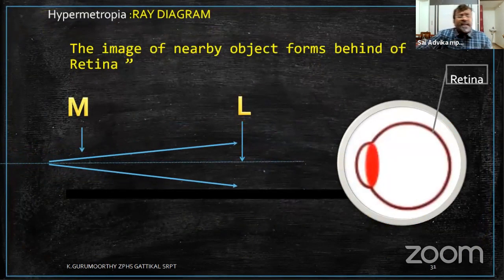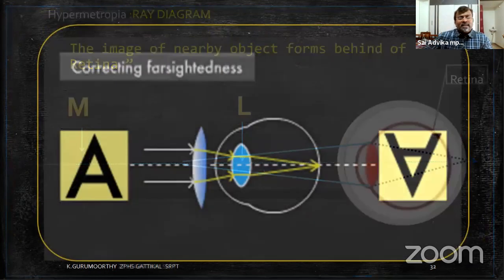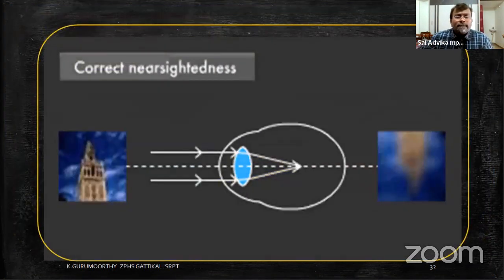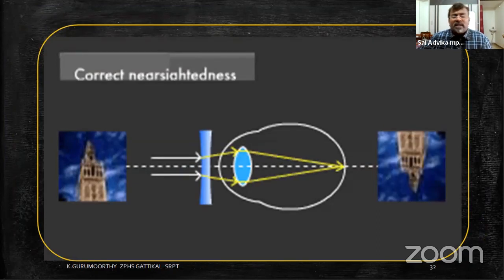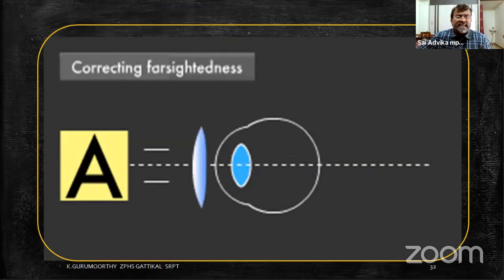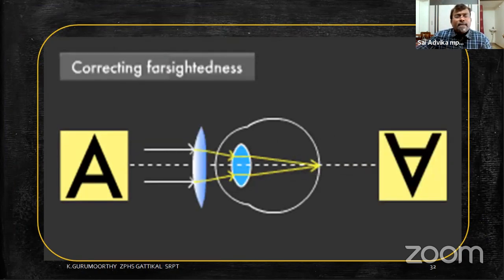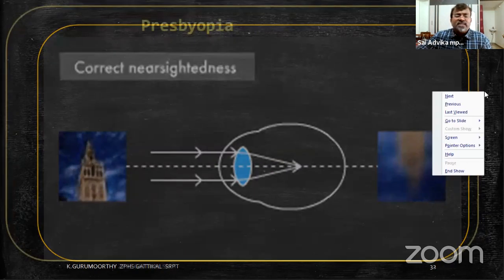This is the ray diagram showing us hypermetropia. This is nearsightedness. Both the defects are shown. This is farsightedness. You can distinguish between these two defects.